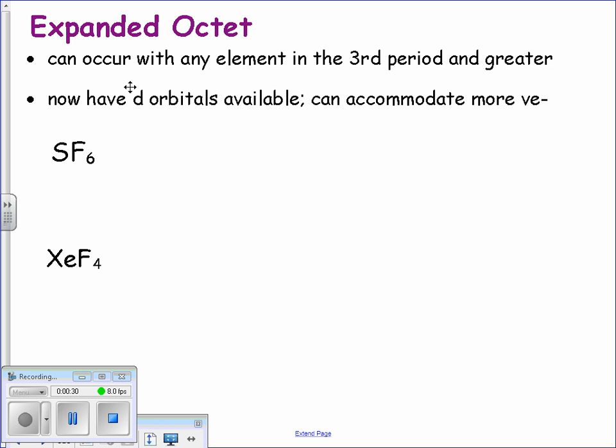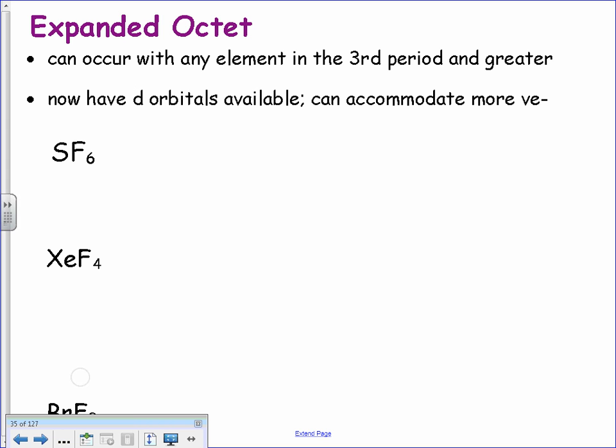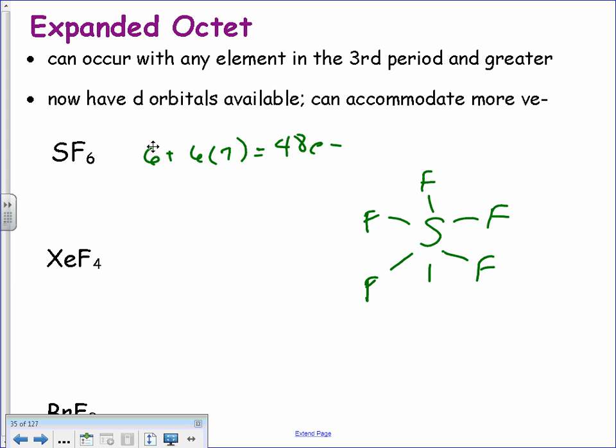So the first step in any drawing is what? Count them. So how many do we have? 48. So you did 6 for sulfur plus 6 times 7. Is that 48? 42 plus 6, 48. Sounds great. Okay, so who's the center? Sulfur. And then what do you do? Give it 1, 2, 3, 4, 5, 6 fluorines all the way. The only hard part on this, because drawing it is easy, is putting your electrons everywhere.